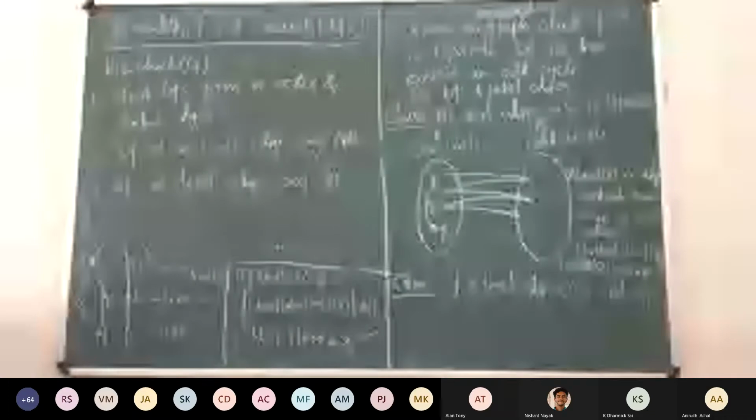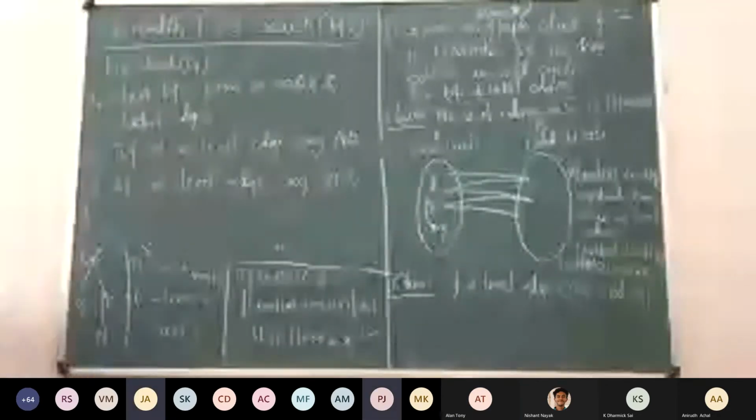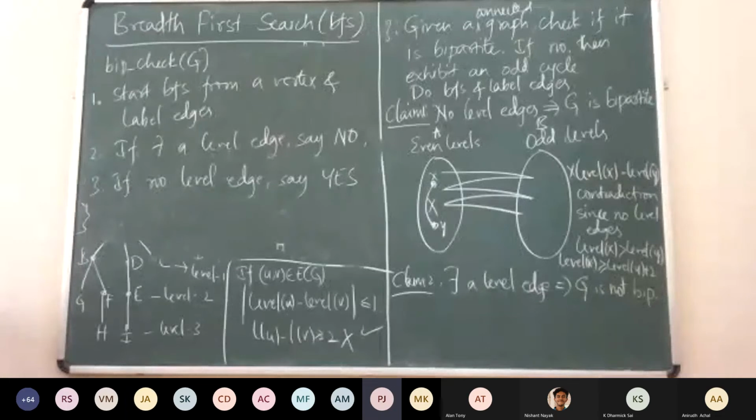Yes, sir. Okay, good. Now what about the other one? Suppose we say no. We can say that by taking those two vertices and their first common ancestor. Okay, so what Pranav is saying is that suppose there is a level edge, then we are exhibiting an odd cycle, is it?